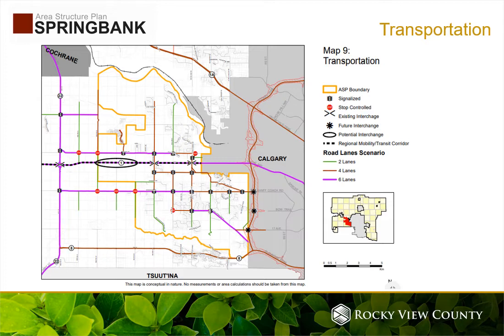It also identifies major improvements such as the future potential interchange along Highway 1 between Range Road 40 and Range Road 34. Planning ahead for infrastructure improvements helps the county to protect adequate right-of-way and phase improvements over time. All new applications would be assessed with these long-term needs in mind.